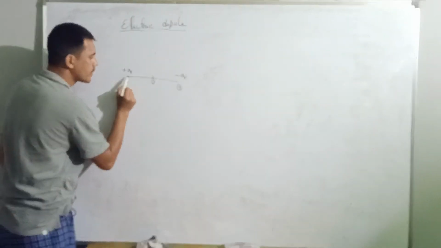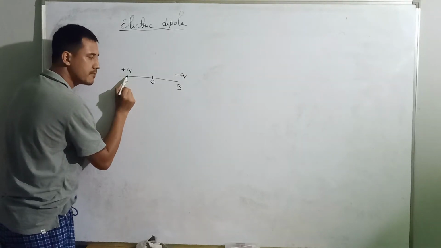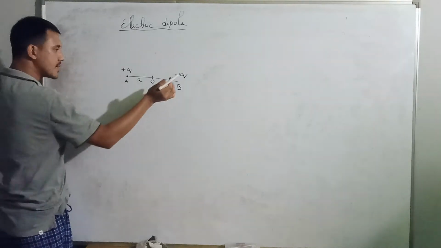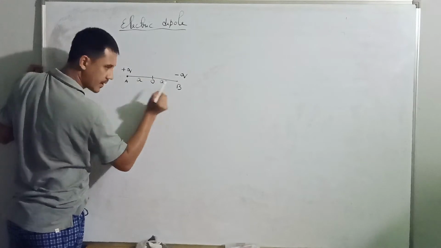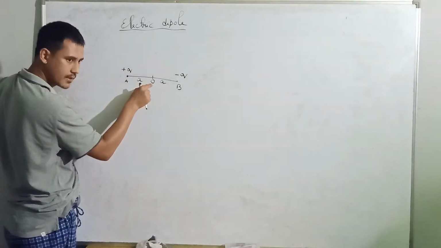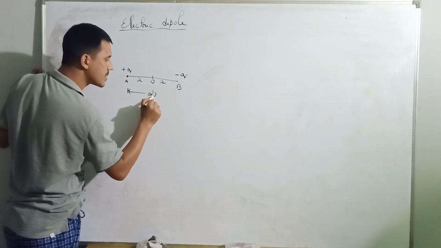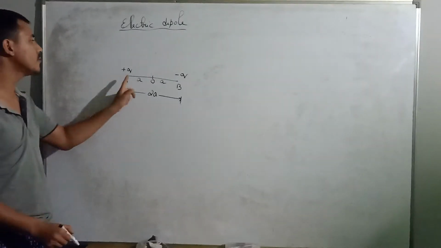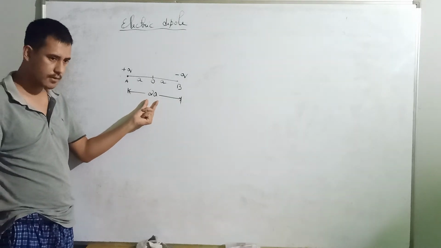And suppose the distance of this positive charge from O is A. Distance of this negative charge from the center of the dipole is A. Equal distances from O. If O is the center of the dipole, then this distance will be considered as 2A. In all the derivations due to the dipole, we'll be using this distance as 2A. Are you getting me? Is it alright?